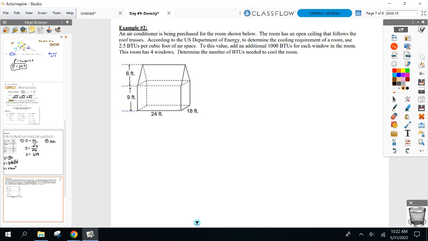Why is this a volume problem? I don't see the word volume up here. What up here says volume? Let's go, Jackson. It says 2.5 BTUs per cubic foot. Cubic foot equals volume for us.